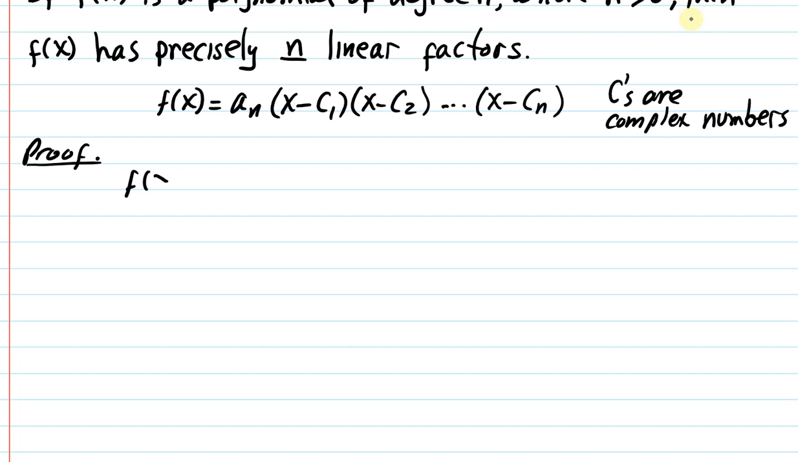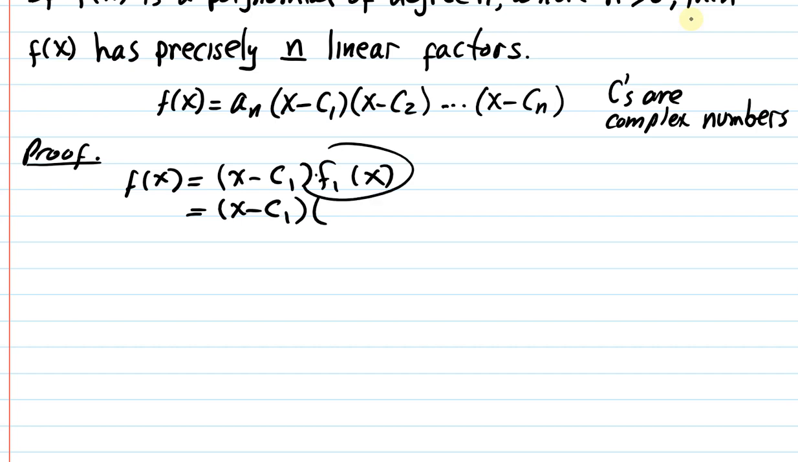So I can write f of x, any polynomial function, in the form of x minus a linear factor, or if I'm allowed to have complex solutions, times a quotient. That would be f sub 1 of x. Now, if the degree of this f sub 1 of x is greater than 0, then that means I can apply the fundamental theorem of algebra again. So the second iteration, I'm going to break this, in other words, itself.